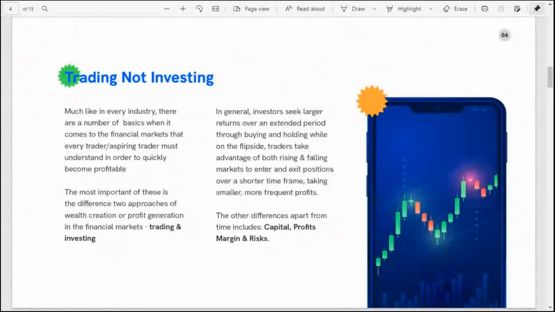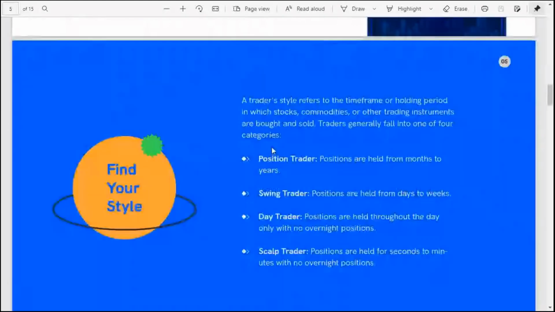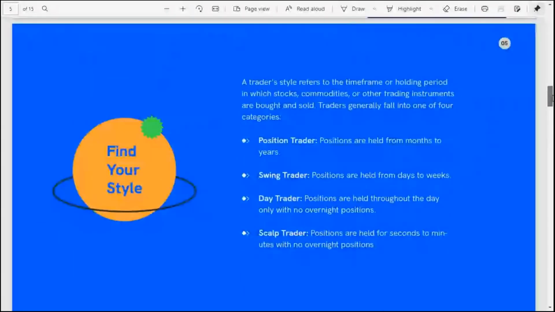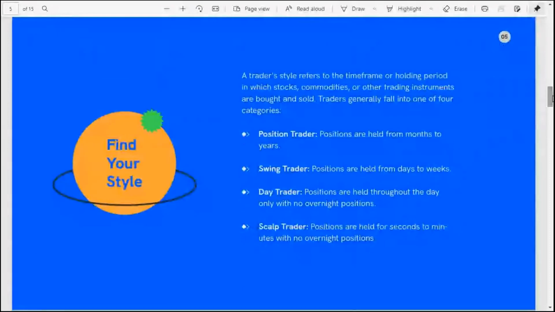And other differences when it comes to trading and investing include capital, profits, margin, and risks. Those are the differences that come with trading and investing. Now, as a trader, you need to find your style. This is where we are. This is where the work is. Don't say that because the mentor at EGM is a swing trader and a day trader, you want to be a swing trader and a day trader.